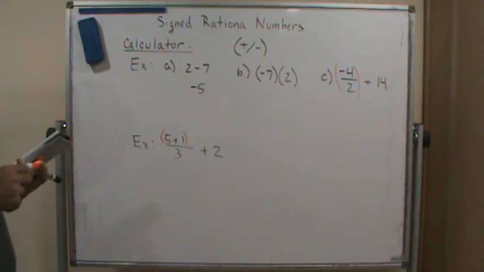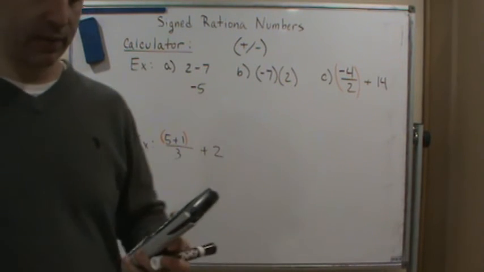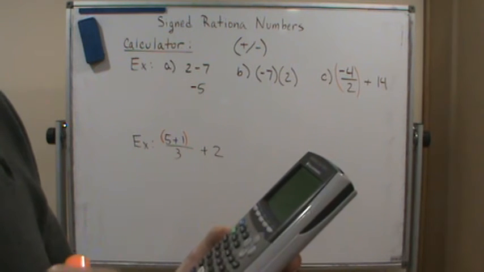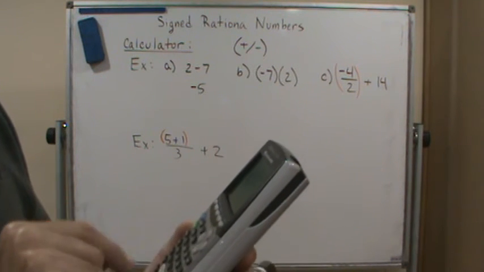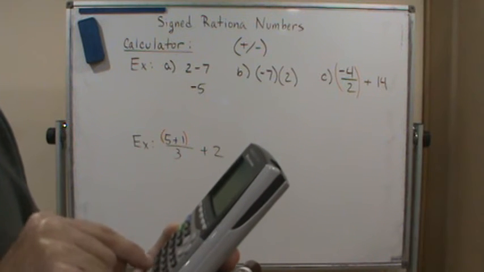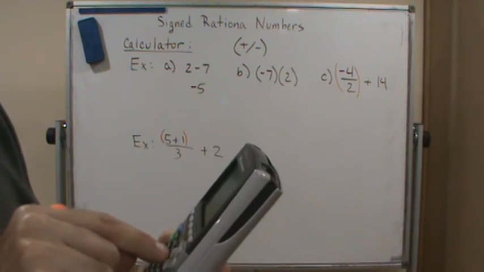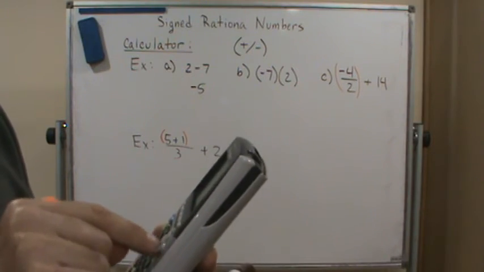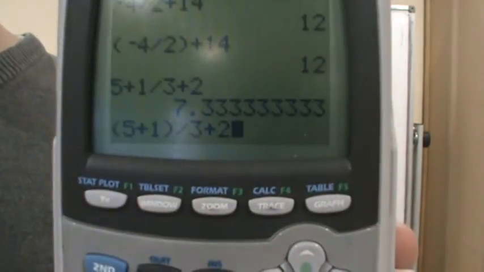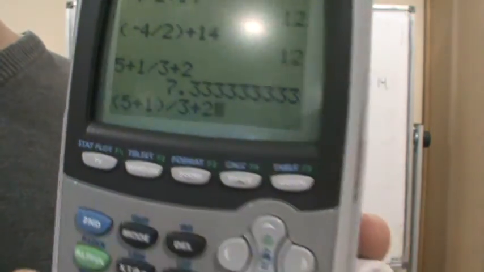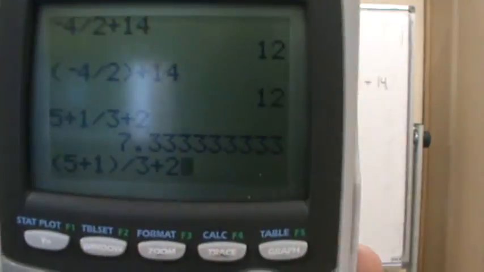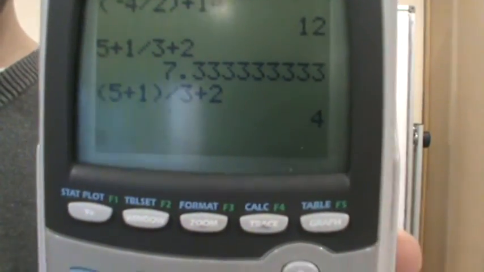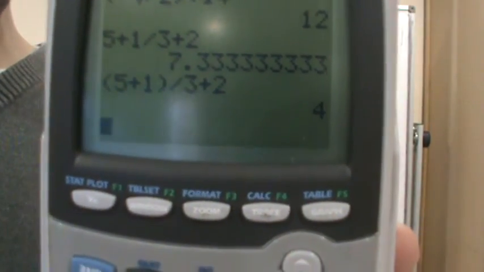So I'm going to put that in parentheses. So what I'm going to do is I'm going to go back, and I'm going to write it like that. And now if I hit enter, it gives me 4, which is the correct answer.